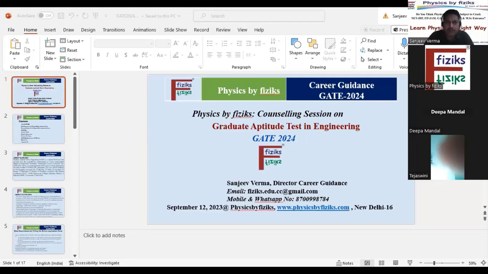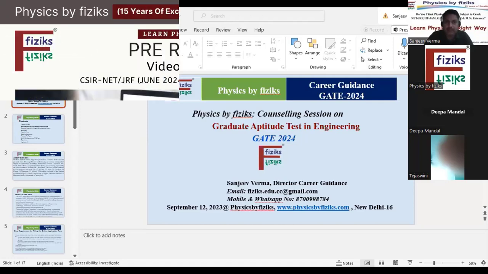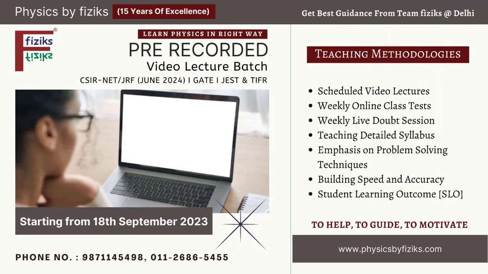We can apply for GATE electronics also alongside physics. Sir, we have a specialization in electronics in the 4th semester, so can we apply for the electronics paper? Yes, you can apply for electronics also. Okay, sir.